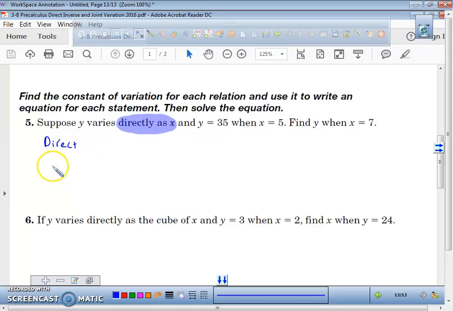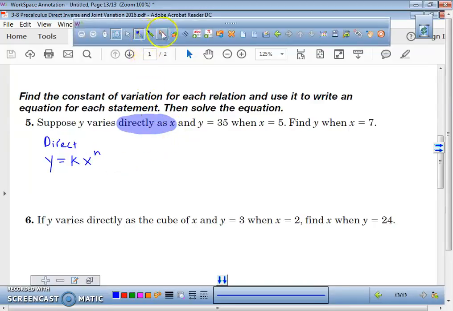What is one thing in your column that we talked about that deals with direct variation? What is y equal to? Okay, y equals k times x to the power of n. Alright, so right here it says y varies directly as x. Does it say x squared or x cubed or anything? It just says x. So automatically we know what our n value is. We know that's just to the power of 1.